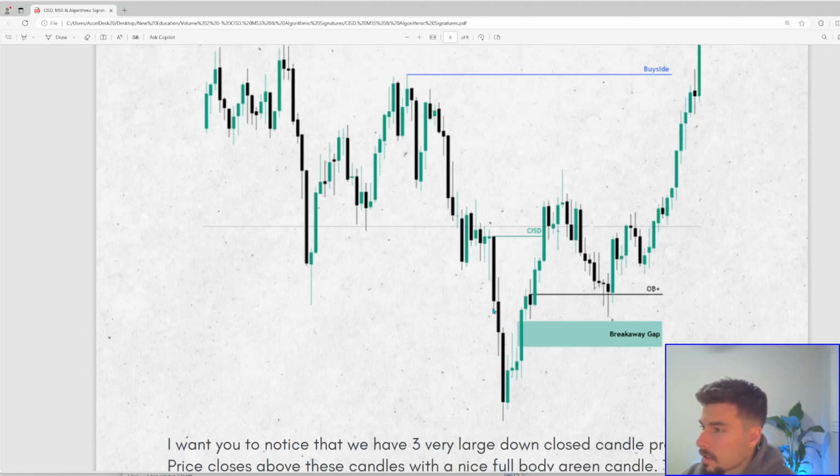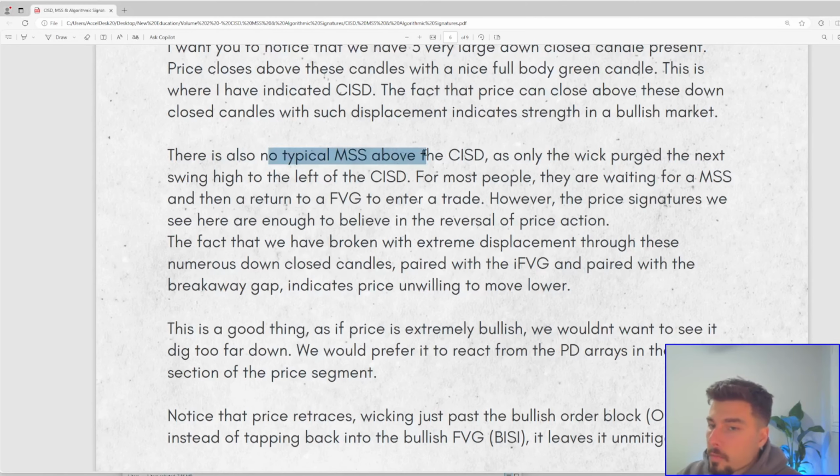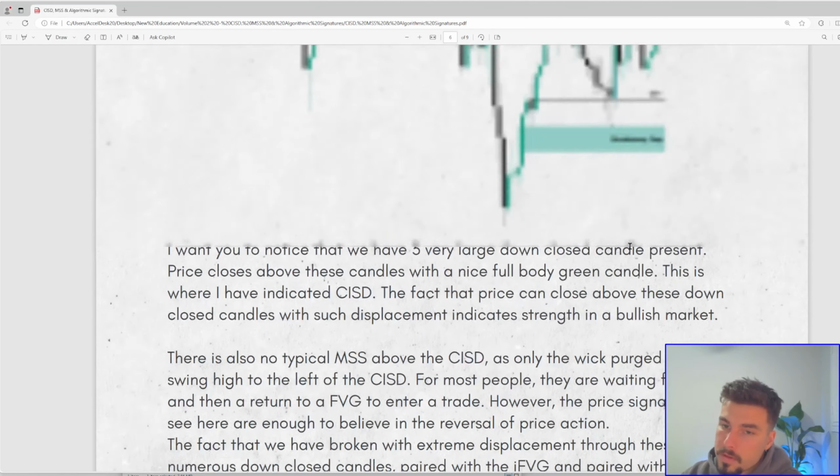This could be in a key time frame too, could be silver bullet. And when we see this price action play out, it's important to pair these things together and come up with a range of ways you can enter, and CISD could be one of those factors, or one of the things you look for before entering a trade. So again, there's no typical market structure shift, as only the wick purged the next swing high. For most people, they're waiting for that shift and they're waiting for price to return to a fair value gap.